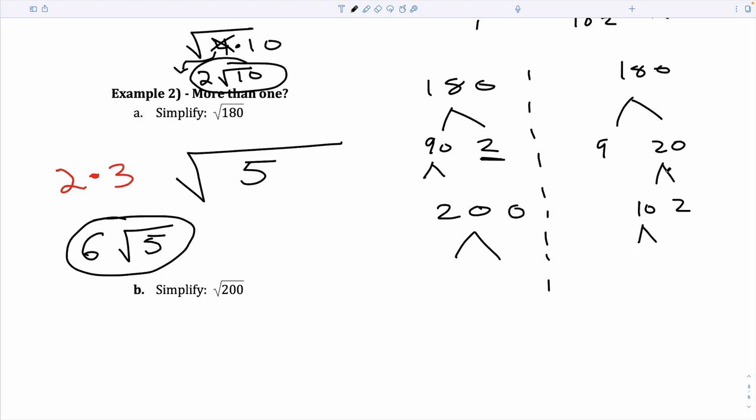Okay, good point. So if you do find a perfect square, that's fine to pull that 3 out, but then keep going with the 20 to see if there's any other hidden perfect squares. With the 20, could I have done 4 and 5? Is there another hidden perfect square? The 4, yeah. So great question and clarification. You need to keep factoring even if you find that perfect square, just to be safe.